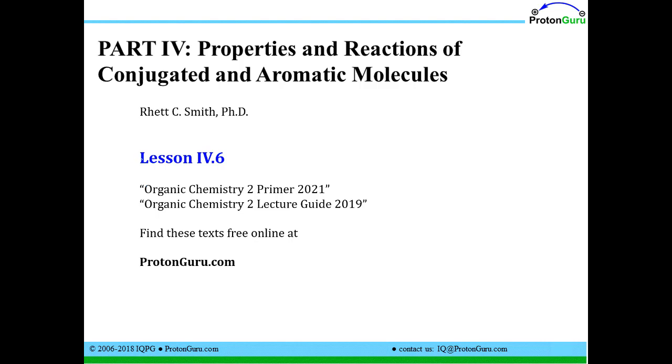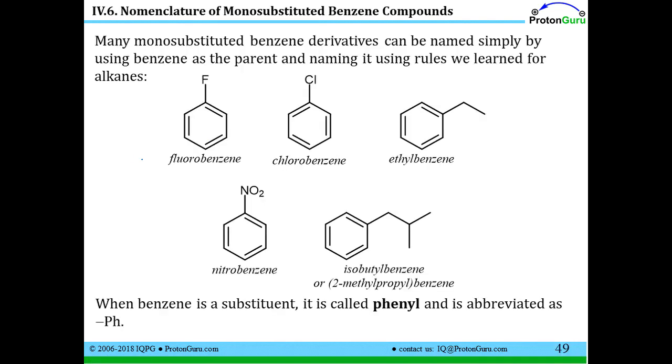Today we're going to talk about Lesson 4.6 and continuing our study of aromatic molecules. We learned about benzene as sort of the prototypical aromatic molecule. So I want to go over some of the nomenclature. How do I name benzene compounds that have just one substituent on them?